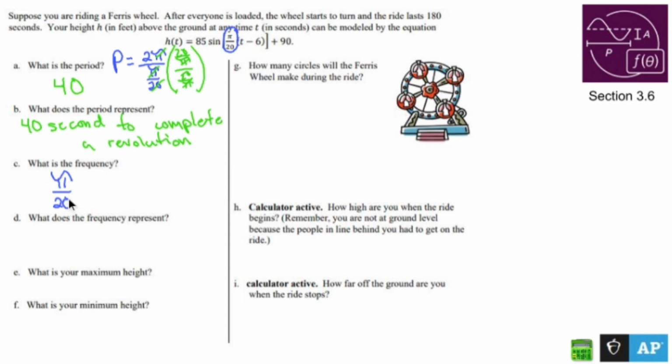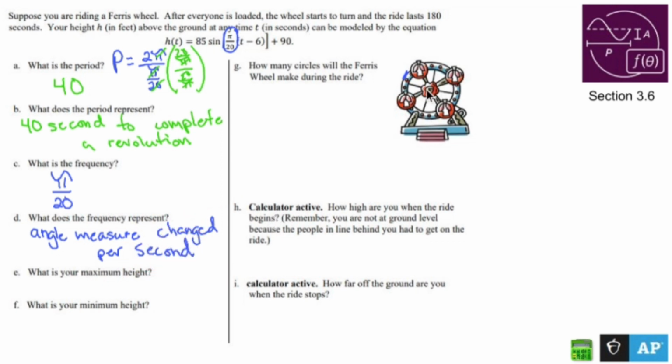Now, what does that pi over 20 represent? Well, the pi over 20 represents that little bit of change every second. So we can view this in one of two ways. We could view this as the distance traveled along the arc, or the central angle's change. So I'll do that. What does the frequency represent? The angle measure changed per second.